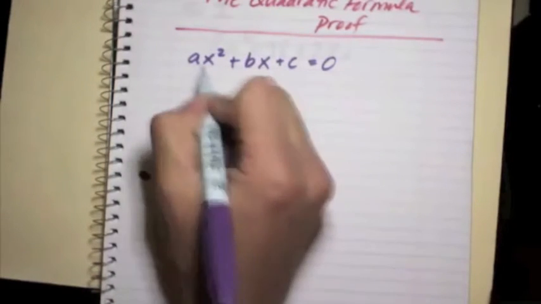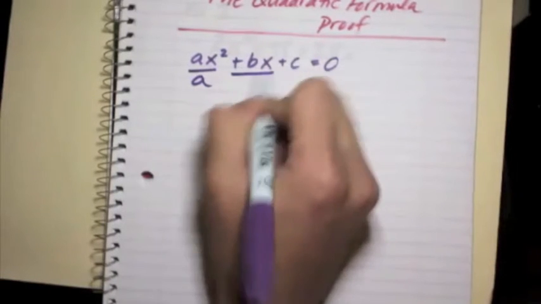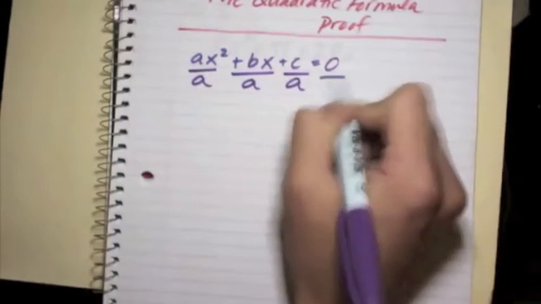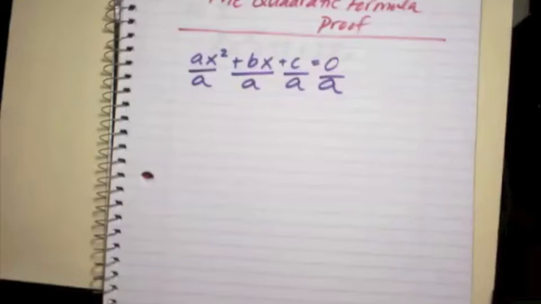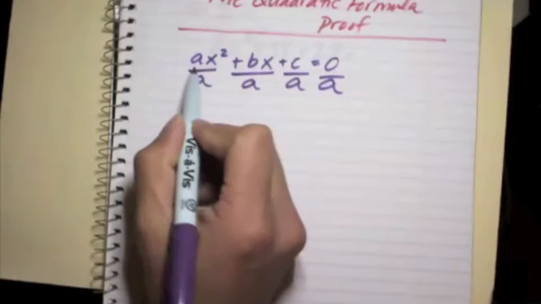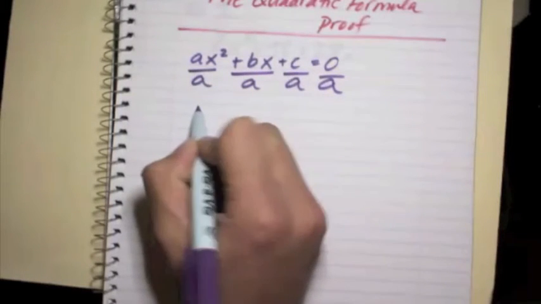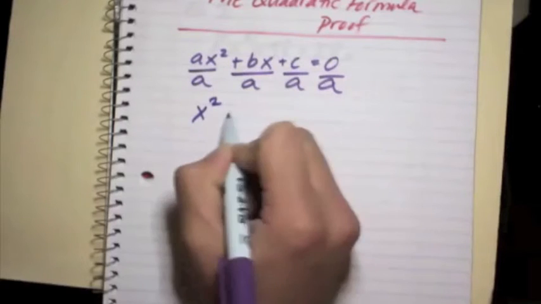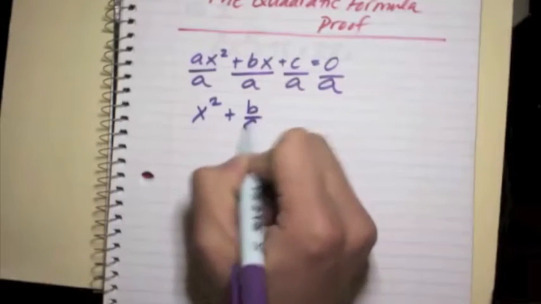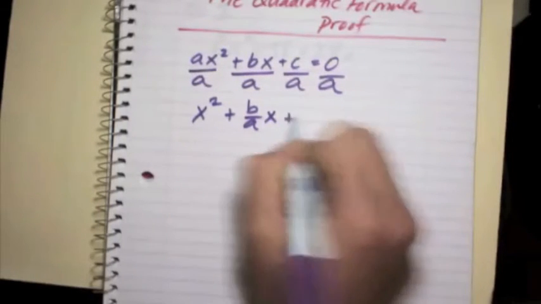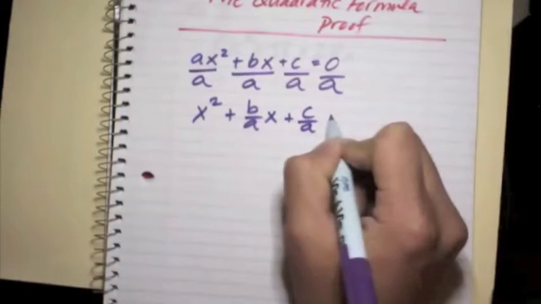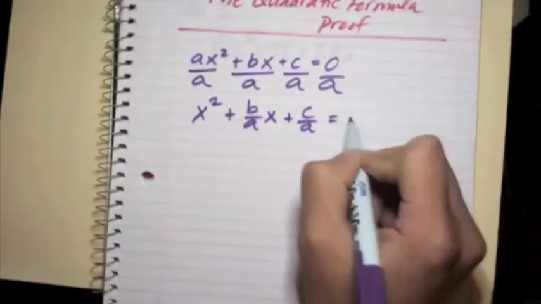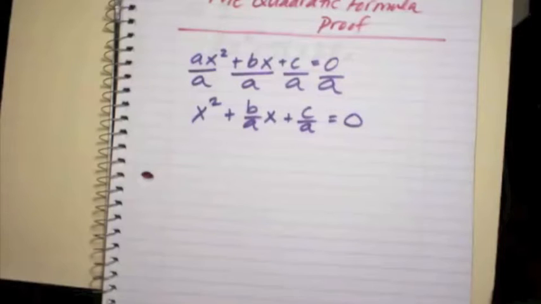First thing I'm going to do is divide everything by a, because I want to get rid of this coefficient first. So I'm going to have x squared plus b over a x plus c over a, and 0 divided by anything is still 0. That's the first thing we do because a cannot be 0.